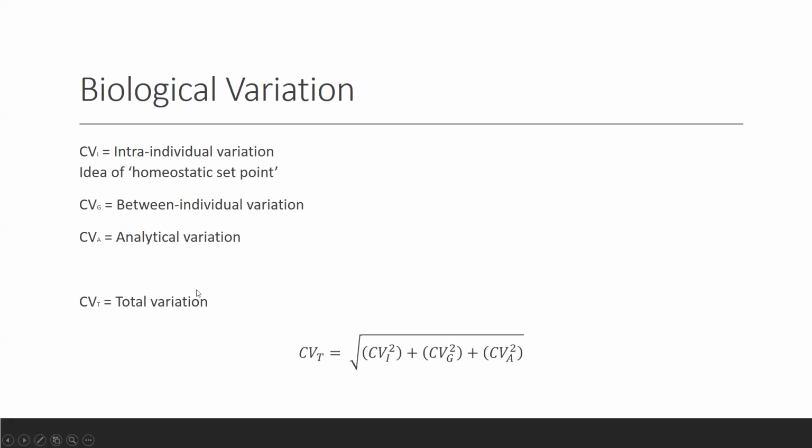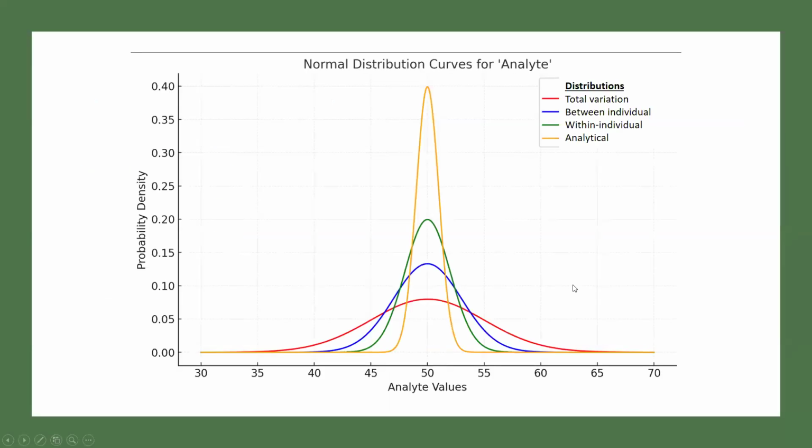So to put everything together into a total variation, you get this equation that looks reasonably complicated, but all you're doing is squaring each of the individual components of the variation and then square rooting that number to get your total variance. And the reason for this is because standard deviations cannot be added, but variances can, and variance is the square of the standard deviation. And I'm just going to describe this process on a graph to make it a little bit clearer to understand.